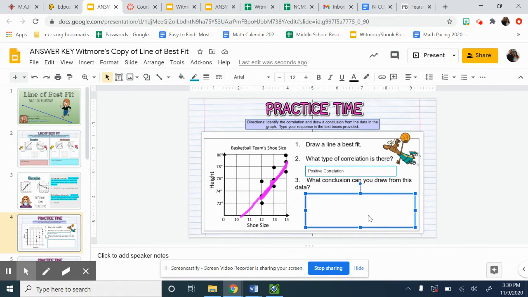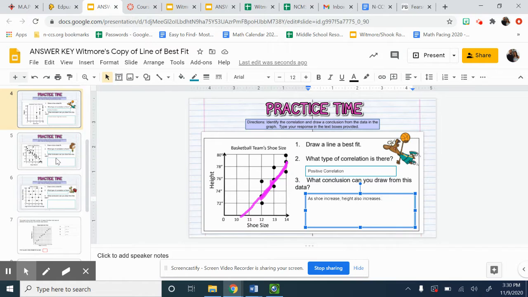So what can we conclude from this? As shoe size increases, height also increases. So to have that positive correlation, both things are going to have to increase at the same rate.